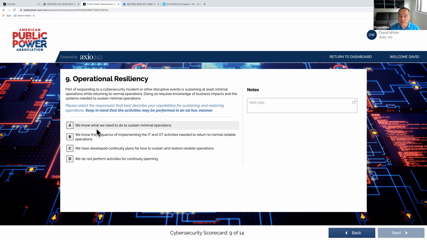And so this is about having that same kind of muscle for returning to normal operations after some cyber event. This is about knowing what you need to do, having a sequence of activities to get back to normal and reliable operation, and then having those developed in a continuity plan so that you can execute those plans without having to make them up on the fly should you need to.